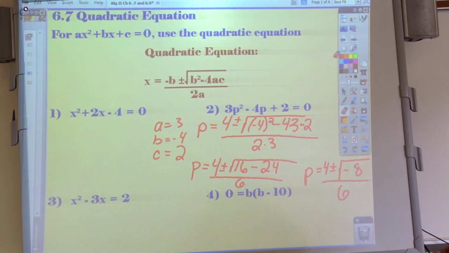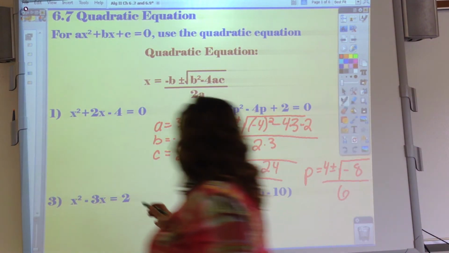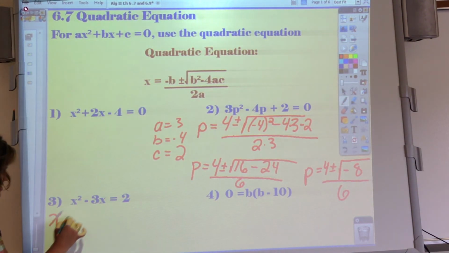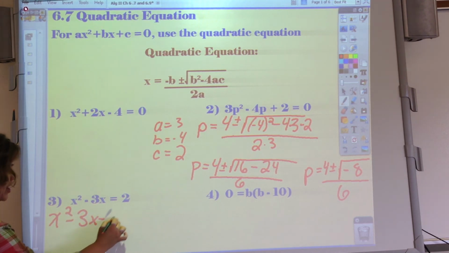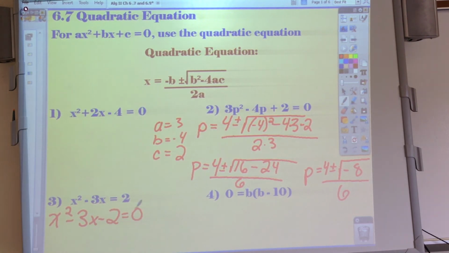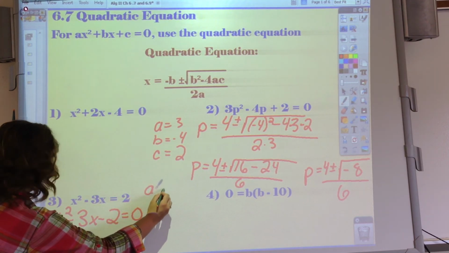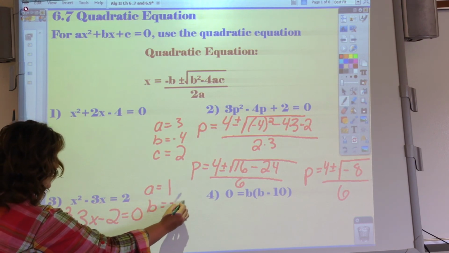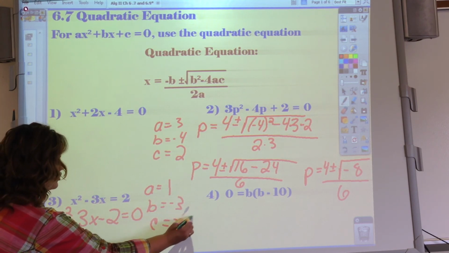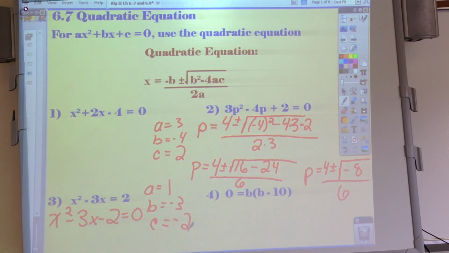All right, let's go ahead and look at number 3. The only problem with number 3 is that it's not yet solved for 0. I'd like to go ahead and do that. Let's subtract 2 on both sides. And now we're simply going to identify A, B, and C. My A value is 1, my B value is -3, and my C value is -2. Since I've already done 2 from that stage on, I'm not going to do it again. I would like you guys to try number 3, taking it from this point for me for tomorrow.